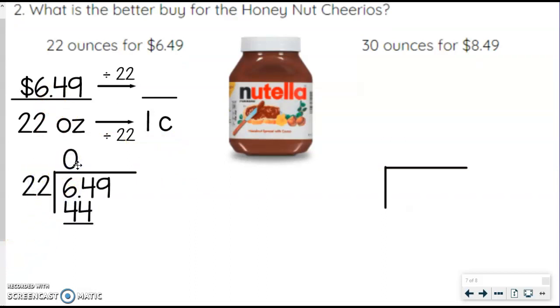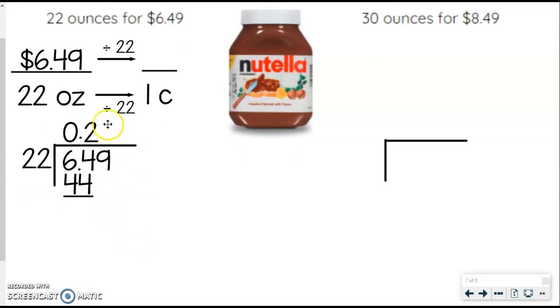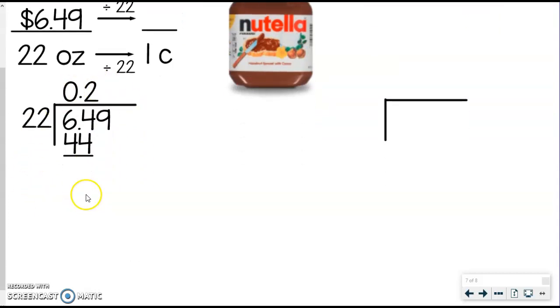It's not going to fit into 6. We pop up our decimal, right? This is really review. 22 fits into 64 2 times. 2 times 22 is 44. Subtract, we get 20. Again, if I'm ever going too fast, please feel free to pause. I'm just giving you a quick review of dividing. You can even pause and try this on your own if you'd like. Up to you.